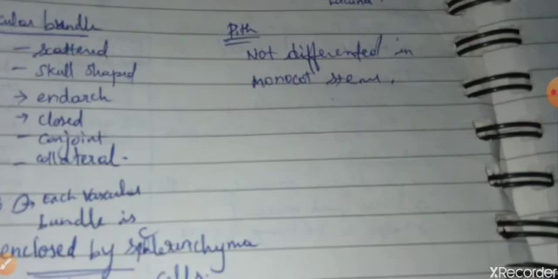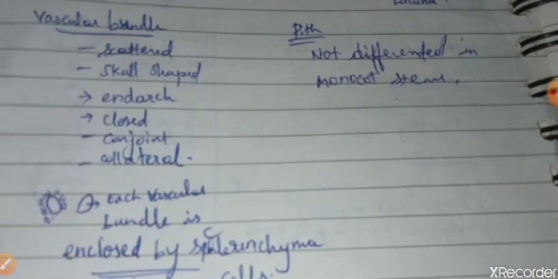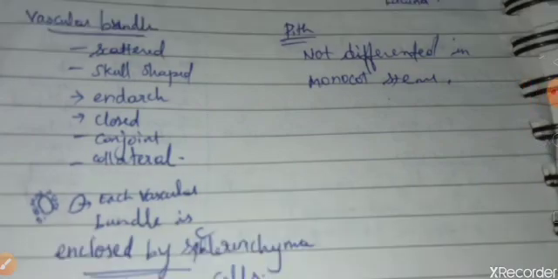Talking about the pith, it is not differentiated in monocot stems. So it is fully present. All parenchyma cells are fully present. In between, the vascular bundles are scattered.